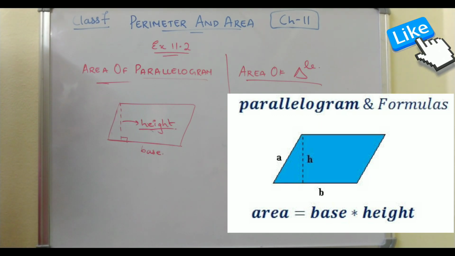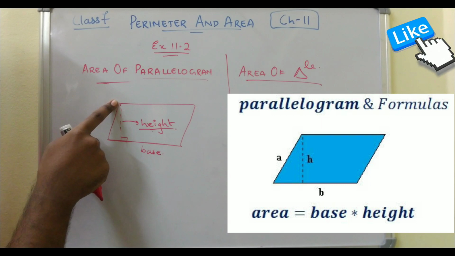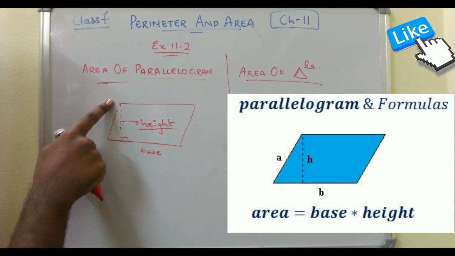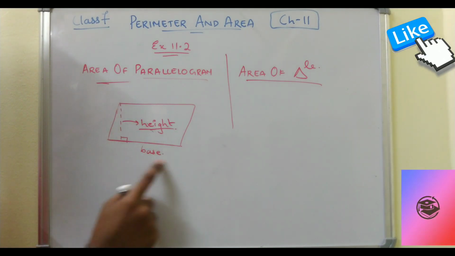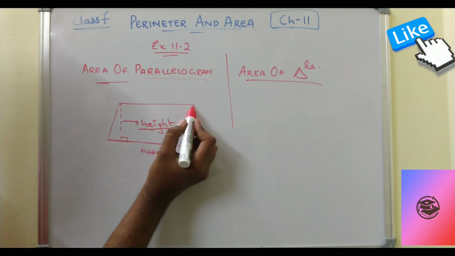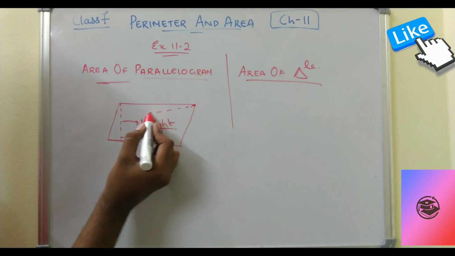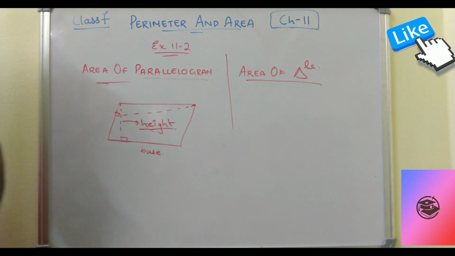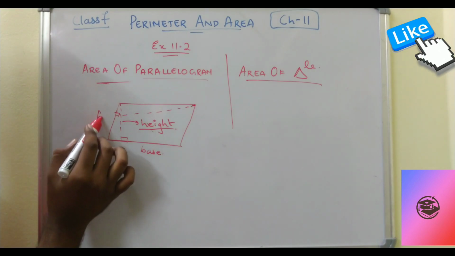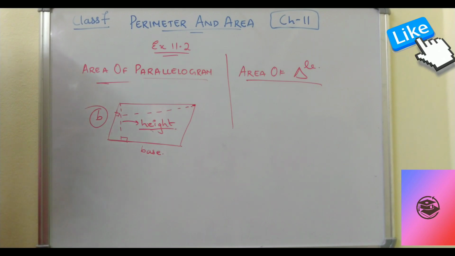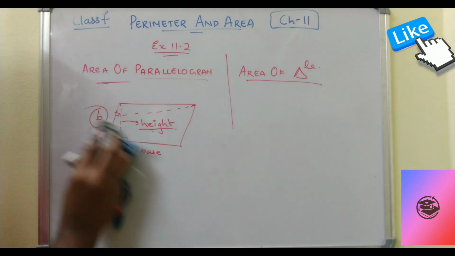I'll repeat my sentence. From the vertex, and 4 vertices are there, from one of the vertices to the respective base. Suppose I want to draw from here, then I have to draw like this, a 90 degree line. So then this will be the base. You have to understand this.